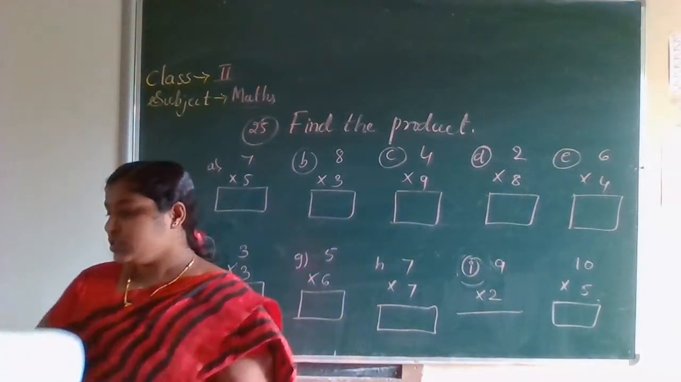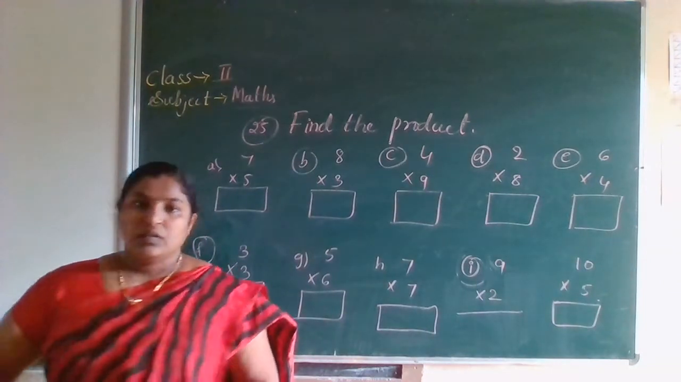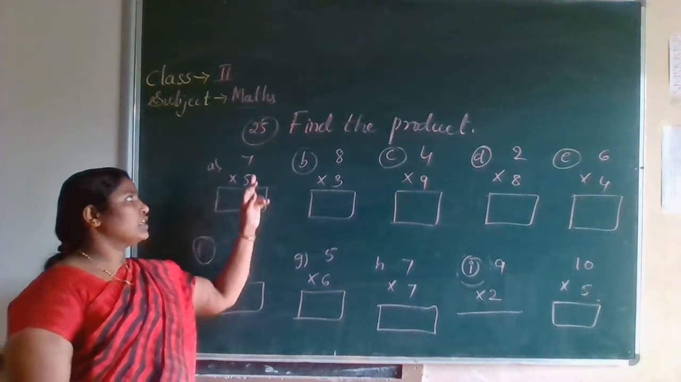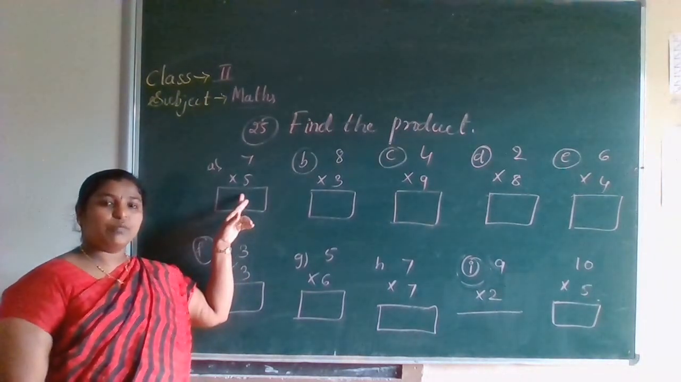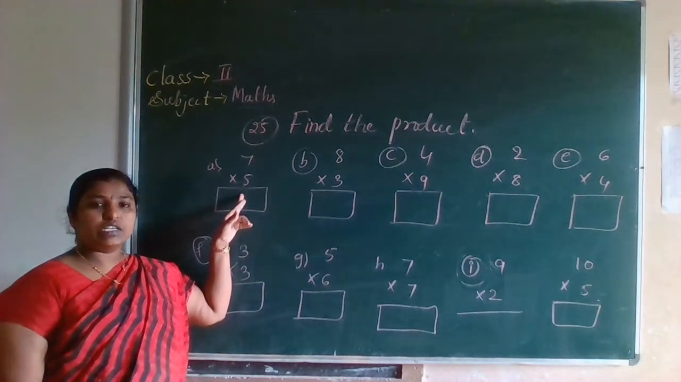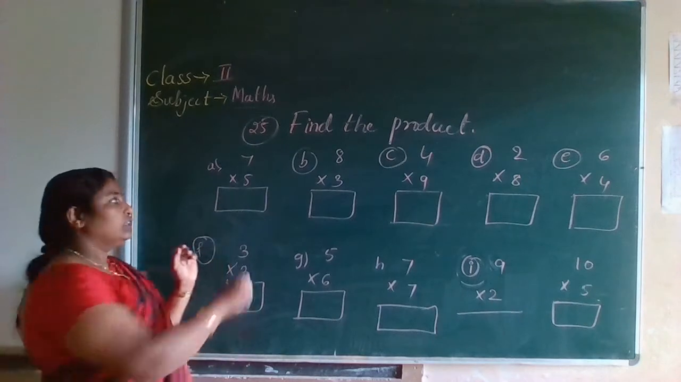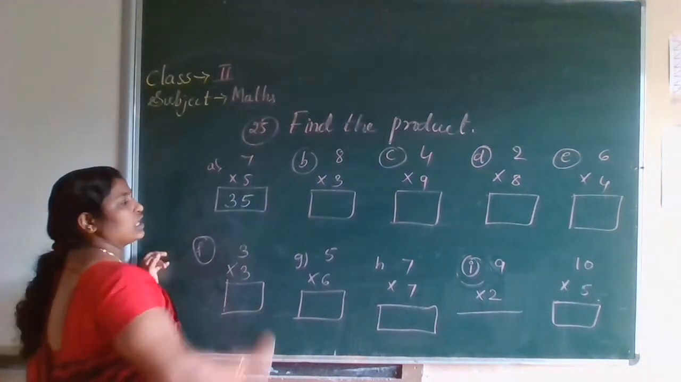See these questions. 7 5s are, you should read 5 7s. Read the 5 table. 5 1s are 5, 5 2s are 10, 5 3s are 15, 5 4s are 20, 5 5s are 25, 5 6s are 30, 5 7s are 35 is the answer.